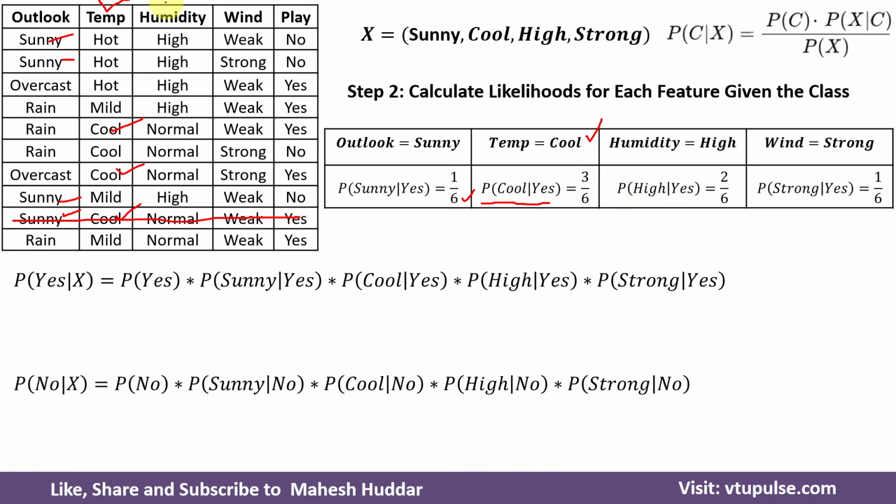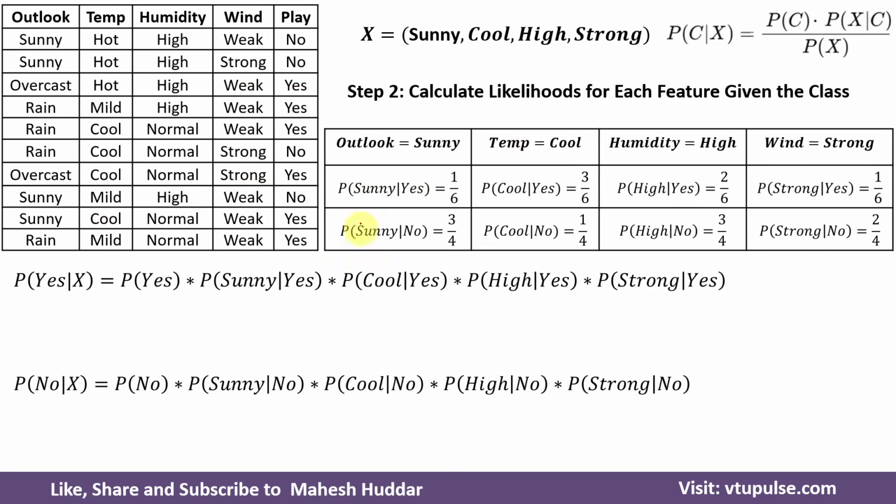And next we need to consider the next attribute, that is the humidity. In this we need to select the attribute value as high. So here we need to find probability of high given yes, and here we can see that high given yes examples are 2. So which is equal to 2 divided by 6. Next we need to consider the next attribute, that is the wind. In this we need to select the attribute value as strong, and we need to find probability of strong given yes. So here we can see that strong given yes is only one example. So 1 divided by 6.